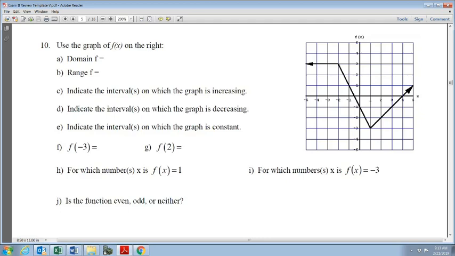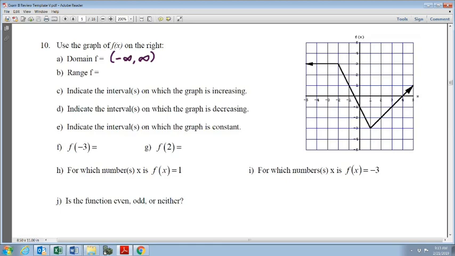So it says use the graph of f of x on the right, and then we're going to find all these things. So the domain, remember, we want to go from the leftmost to the rightmost point. Notice there is no left or rightmost point here, and we look at x values, but in this case it's going to be all real numbers.